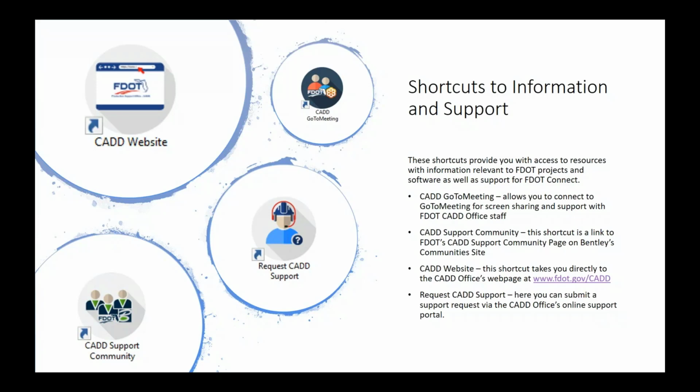The CAD Website shortcut, sort of self-explanatory, takes you directly to the FDOT CAD office website at www.fdot.gov/CAD. On our CAD office website, you can find software, downloads, documents, training opportunities, and resources, and a link to request further support. The Request CAD Support shortcut takes you to our CAD office issue log portal.